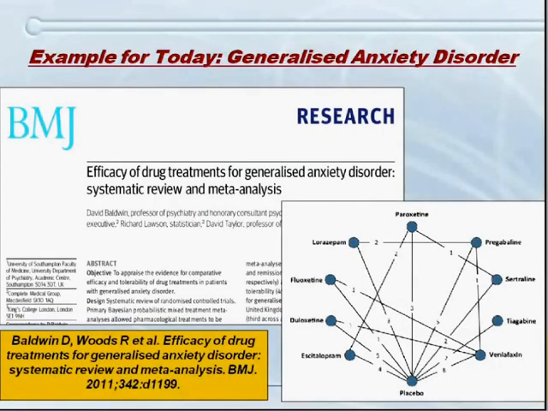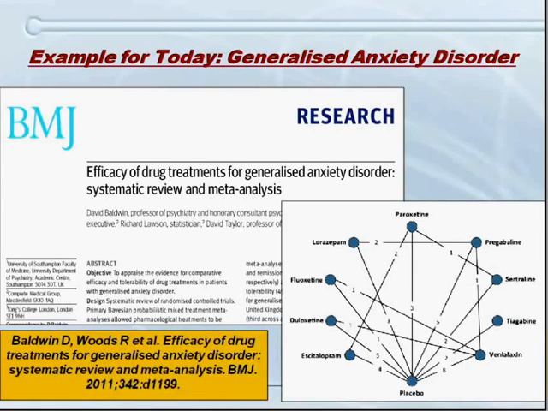So here is the paper itself by Baldwin and colleagues. Treatments for generalized anxiety disorder. And what I'll draw your attention to is the lower right corner where you see a figure. It looks a little bit like a web, maybe some might say. This is what we call a network diagram.